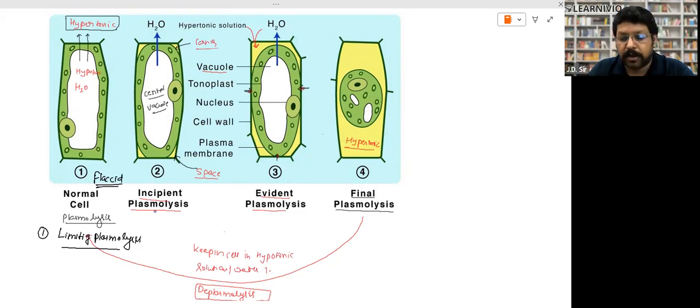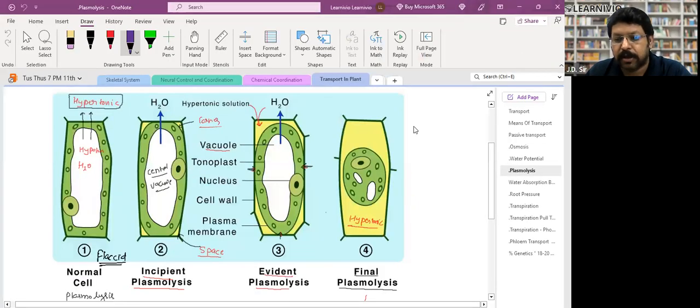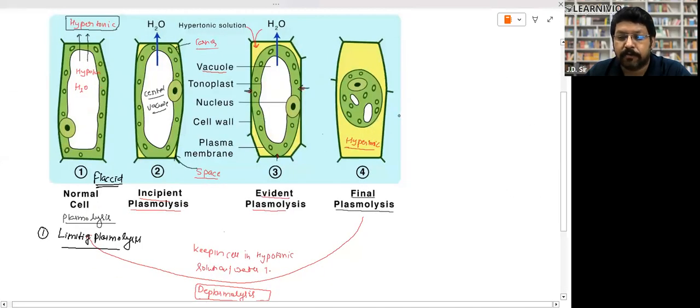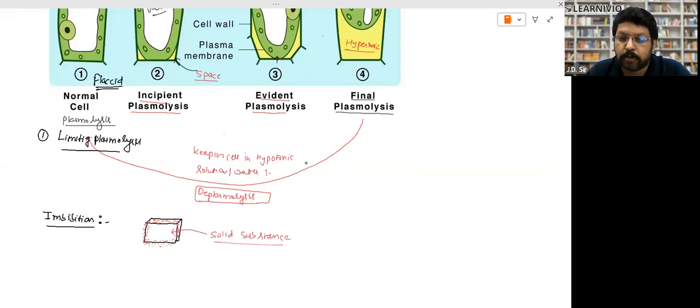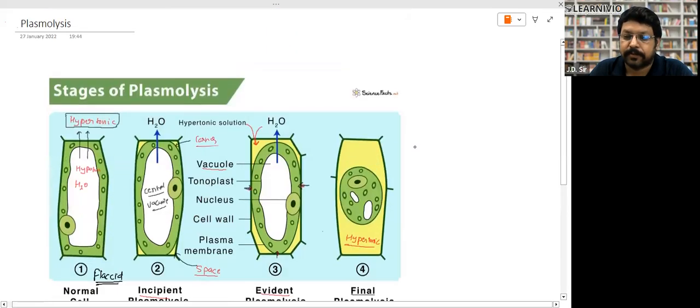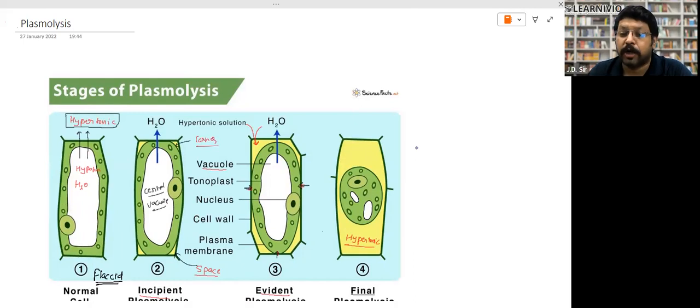Yes, sir. Okay. So keep it till this point. Sir, can I repeat once again? Yeah, sure. Imbibition is the process when any solid surface absorbs water or solvent. For example, soaking the seed in water. That is imbibition. You must have seen during the rainy season, your door and wooden window become tight. That is imbibition. They absorb the moisture from their outer surface. Okay.